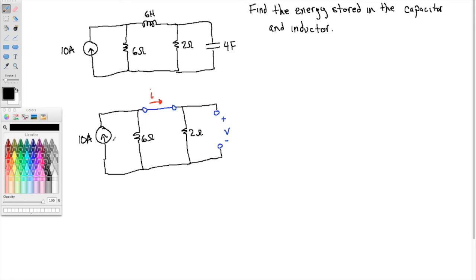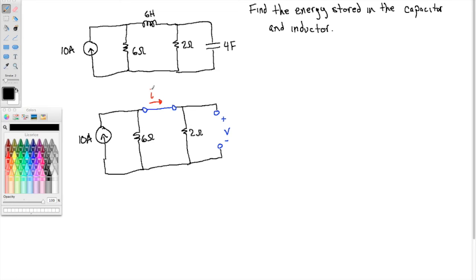So here we go. What you should notice is that this is now one big parallel circuit. The 10 amp source is in parallel with the 6 ohm and the 2 ohm resistors. So I here comes this way, and it can't go to the last branch because this is now an open circuit. So I must go through the 2 ohm resistor.